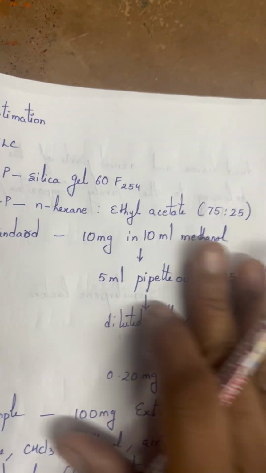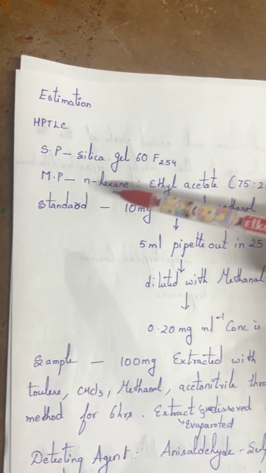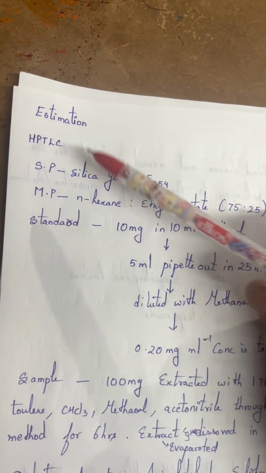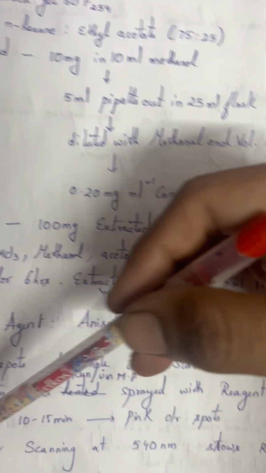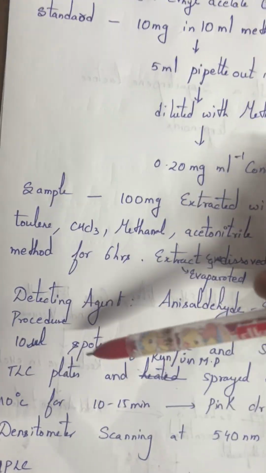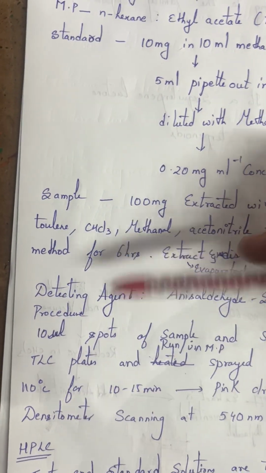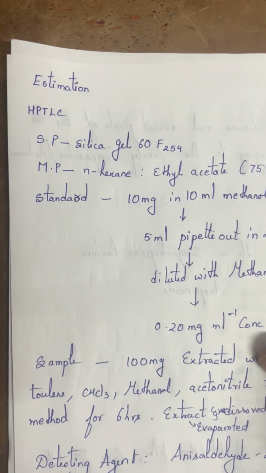Next, how do you estimate it? Now, estimation. You do the estimation with the help of HPTLC and the HPLC method. These are the two techniques by which you do the estimation.